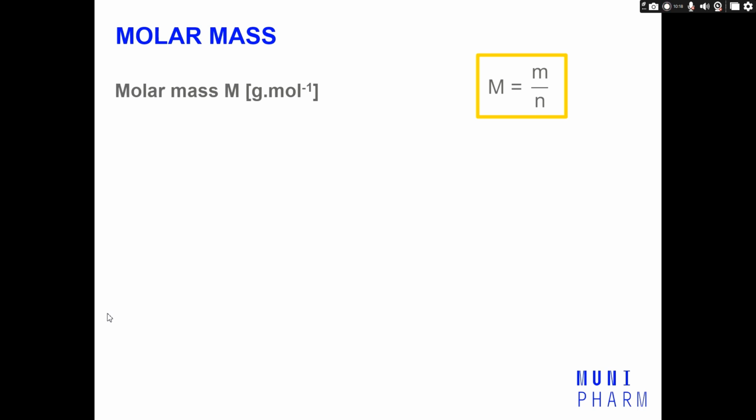Here we have the formula. Molar mass, big M, is a quotient of the mass, small m, and amount of substance, small n. Numerically, the molar mass corresponds to either the relative atomic mass of an individual atom or the relative molecular mass of the given compound. The molar mass is usually not the unknown in chemical calculations. It is either given in the task, or we can easily find or calculate it from the periodic table.